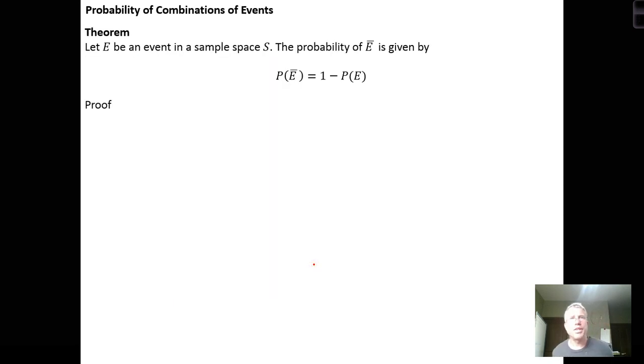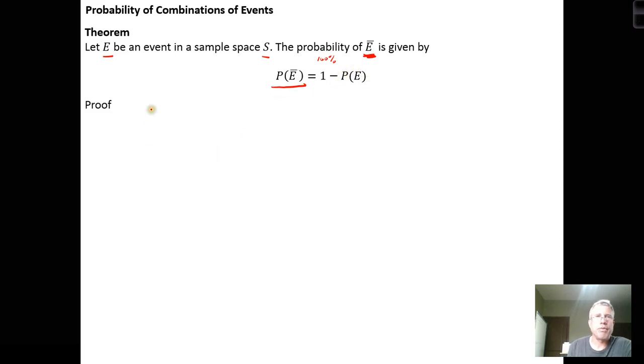So here's a theorem. Let E be an event in a sample space S. We want to find the probability of E complement, the complement of E. What's the probability of everything that isn't E? And the claim is that the probability of the complement is just going to be 1, which represents 100%, or everything that can happen in the sample space, minus the probability of E.